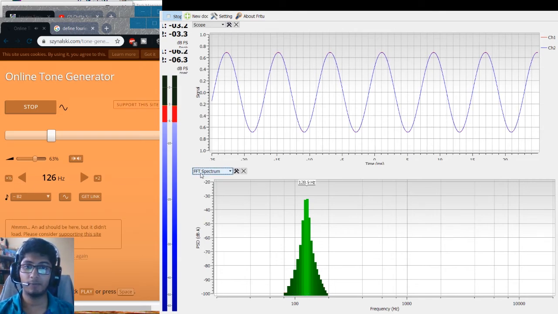Now as you can see, FFT spectrum. FFT, as you may know, is fast Fourier transform. There are various kinds of Fourier transform in our hands. We have DFT, we have FFT, we have many kinds of Fourier transform, but this is FFT, that means fast Fourier transform. Just forget about that first step for now. This is Fourier transform. So you can see we have a single peak.